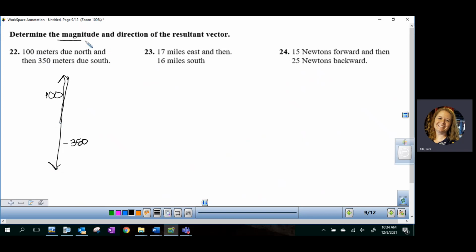So they want the magnitude and direction. So that's 250 is the magnitude. And that was in meters. And if it's going down, what direction is it?